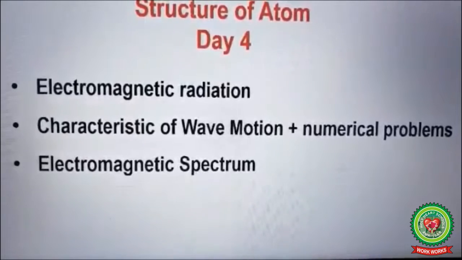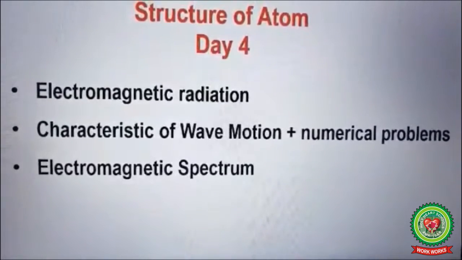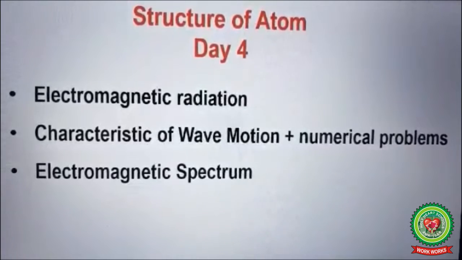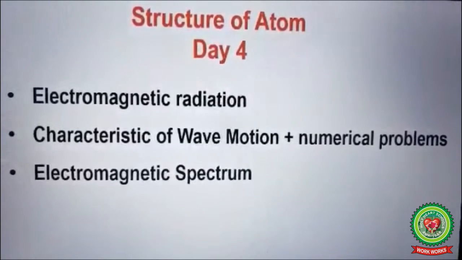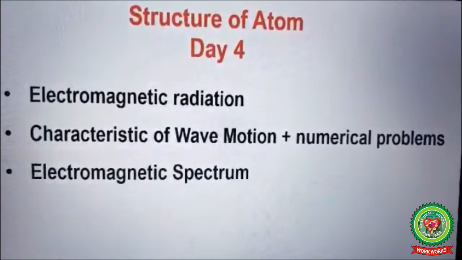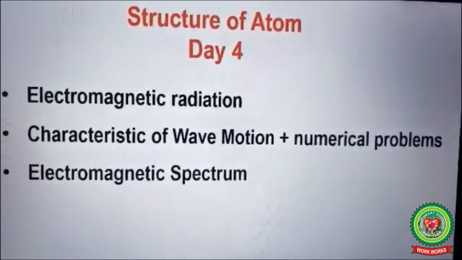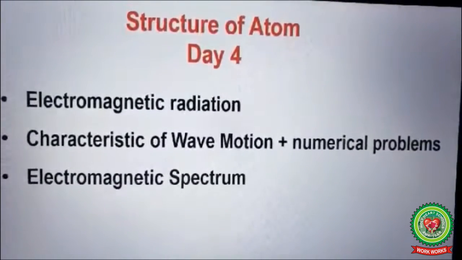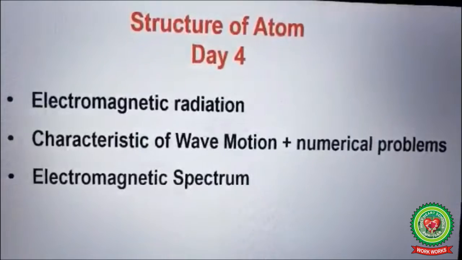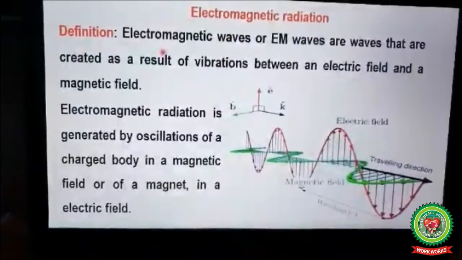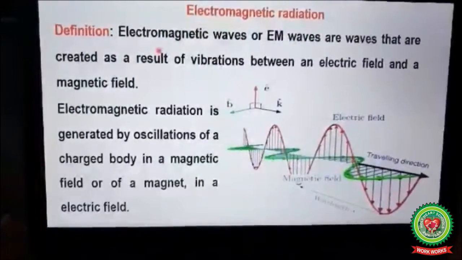As we know, most of the information about the arrangement of electrons in an atom has come from the studies of interaction of matter with light. So we need to understand this interaction, and it is necessary to first understand the properties of electromagnetic radiation, that is the light. So let's begin. The first question that arises here is, what are electromagnetic radiations?